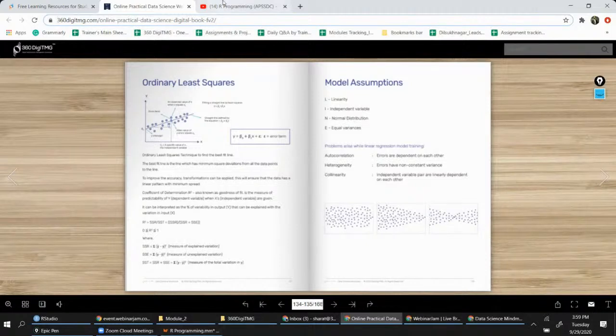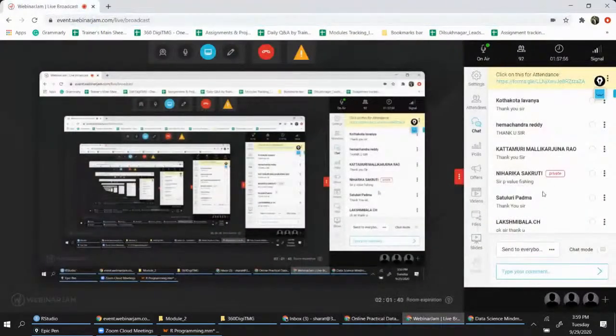Okay, T question, is it? I see question. P-value fishing. Oh, okay. If I have to discuss all those things, it will take a lot of time, Niharika. We'll not have that kind of time. We need to discuss a few more things also.